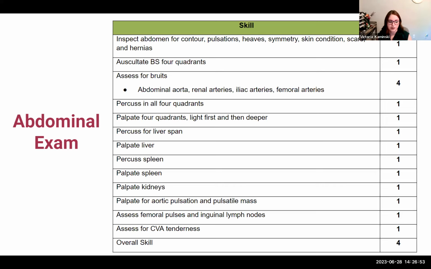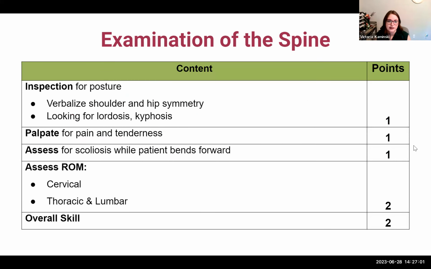So at that point, from lying down, the patient can now be sitting up again, and you should show how you are percussing over the CVA area to assess for tenderness. You're getting an additional 4 points for overall skill there. So now that the patient is either back sitting or standing, you can perform your inspection of your spine.